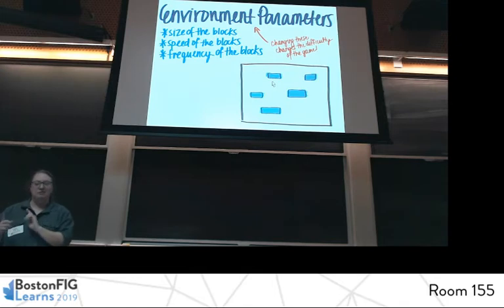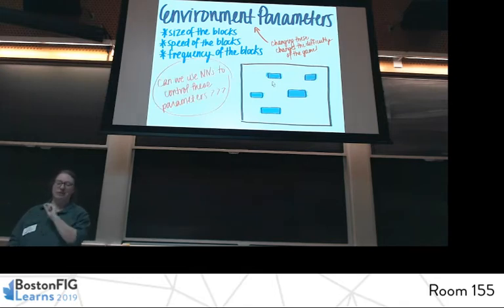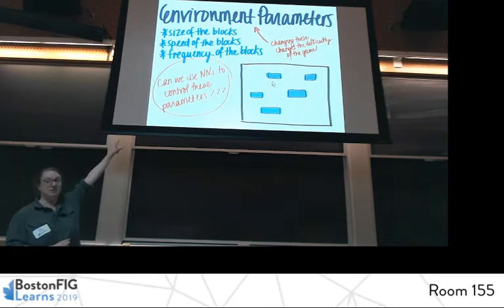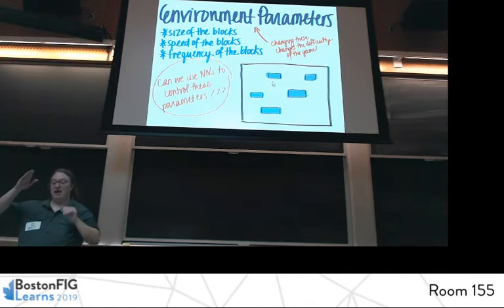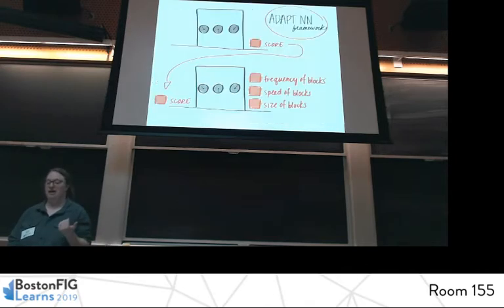So maybe you figured out that the question we're asking ourselves is actually, can we use neural networks or machine learning to somehow control these parameters? Because that would be really cool. Because then they could change the difficulty of the game to get in that sweet spot.